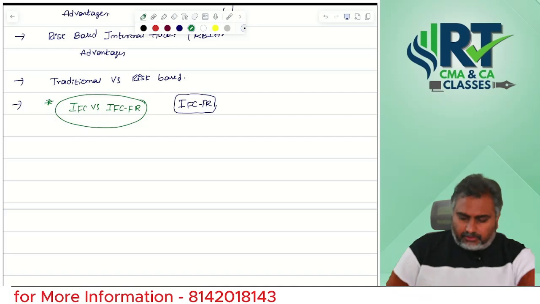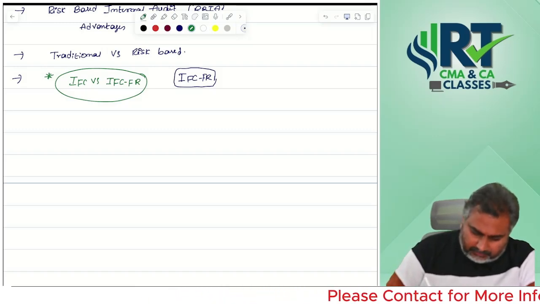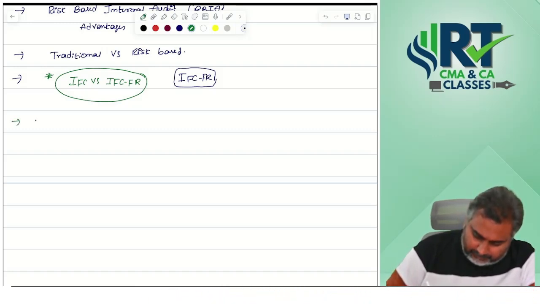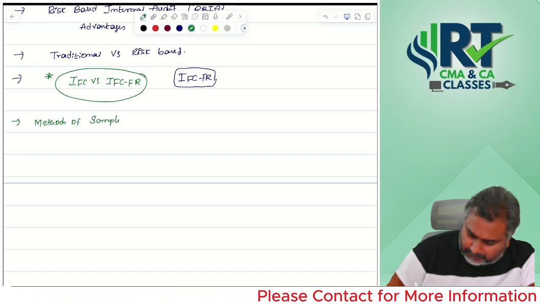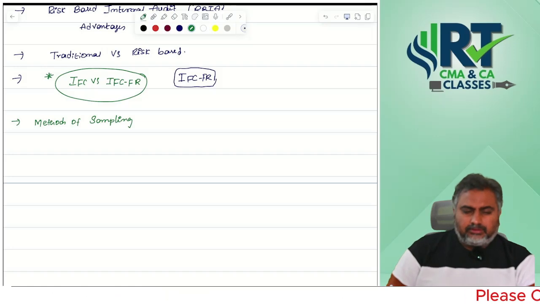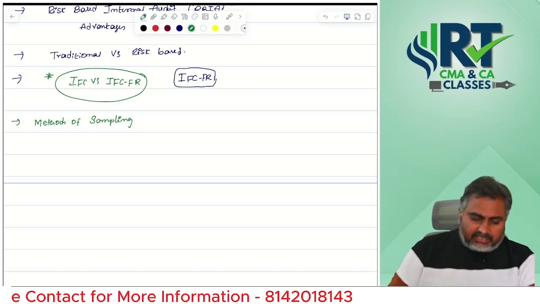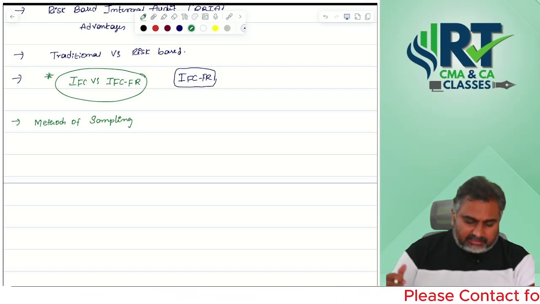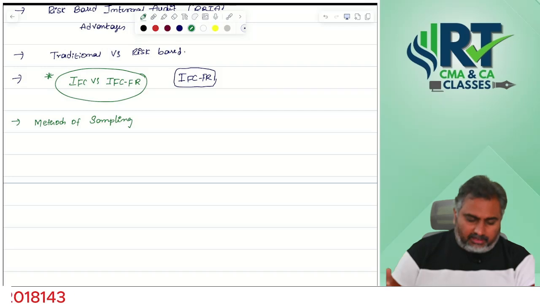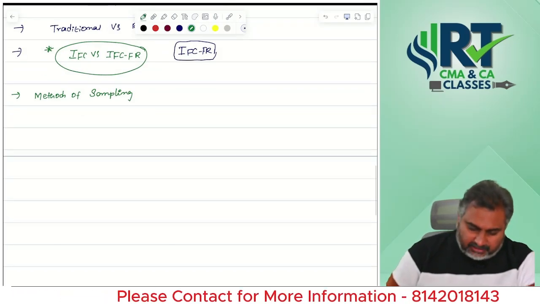Next, if you want to go with the next points, methods of sampling. That is the area you are supposed to focus more on: non-statistical, statistical, and under statistical, simple, stratified, systematic, monetary unit, multi-stage. These are all points you are supposed to concentrate on under methods of sampling.